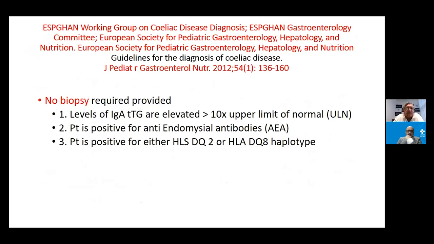In 2012, from 3 biopsies to 1 biopsy, finally we come to no biopsy is required if the level of IgA TTG is elevated, which is 10 times the upper limit of normal. Patient is positive for anti-endomysial antibodies, and patient is positive for either HLA-DQ2 or HLA-DQ8 haplotype.